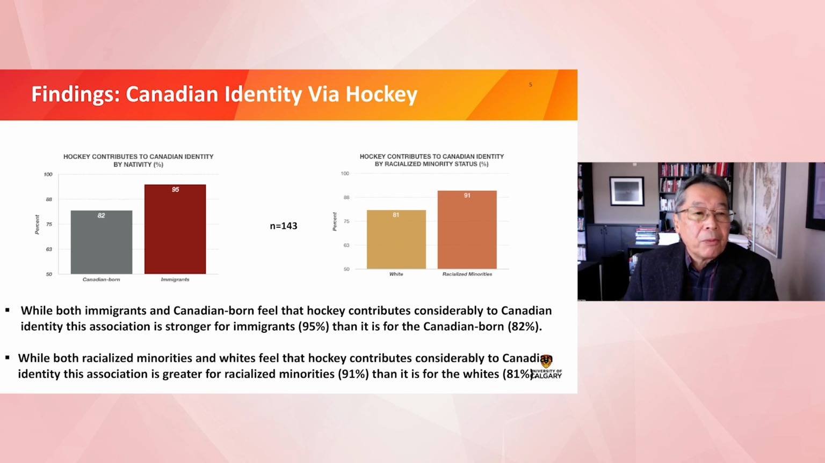There are two figures here. The one on the left is how hockey contributes to Canadian identity by nativity. Participants were asked whether they thought that hockey contributes to a Canadian identity. While both immigrants and Canadian-born feel that hockey contributes considerably to Canadian identity, this association is stronger for immigrants, 95%, the red bar, than it is for the Canadian-born, the gray bar at 82%. In looking at racialized minority status, again, both racialized minorities and whites feel that hockey contributes to Canadian identity. And again, this association is greater for racialized minorities at 91%, the orange bar, and the yellow bar for whites is 81%, so a little bit lower.